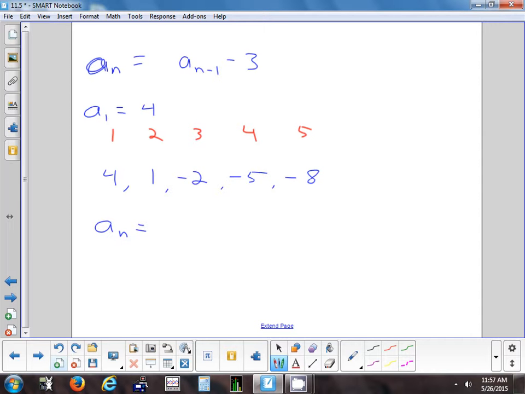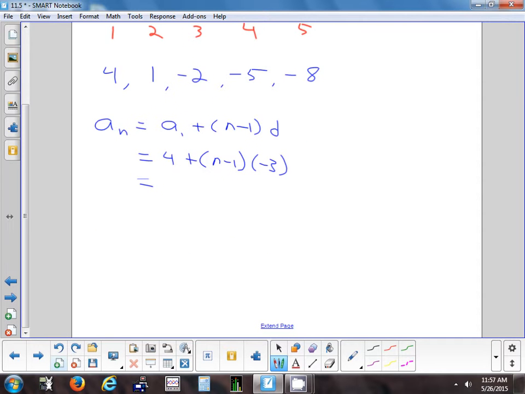a sub n equals a sub 1 plus n minus 1 times d. We don't even have to guess. We'll just use that formula from last week. Right, so it should be 4 plus n minus 1, and this time the common difference is negative 3. Subtract 3 each time. So let's say we have 4 minus 3n plus 3. So it should be negative 3n plus 7.